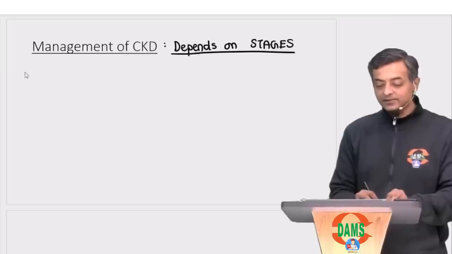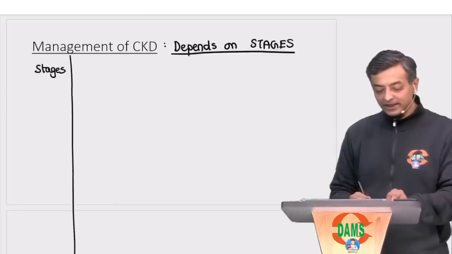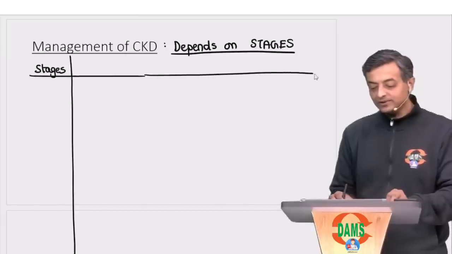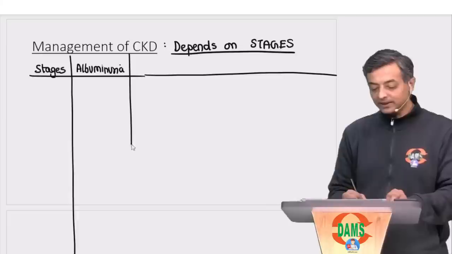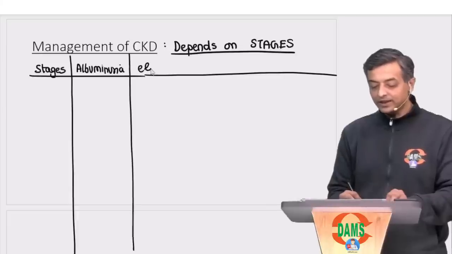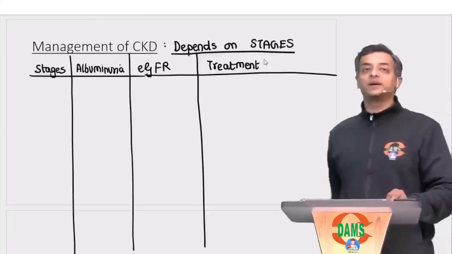So, stages of CKD are how? We will write down here. Make a quick chart. What are the stages? Totally 5 stages of CKD are present. There are 5 stages of CKD based on albuminuria, and based on the eGFR, estimated glomerular filtration rate. And we want to write down what are the treatment recommendations in this patient.